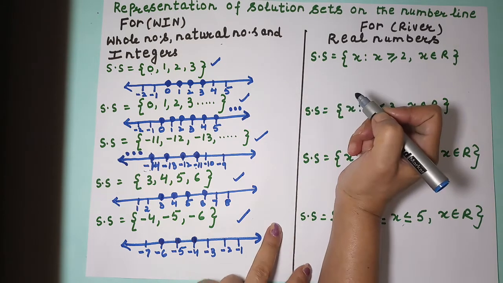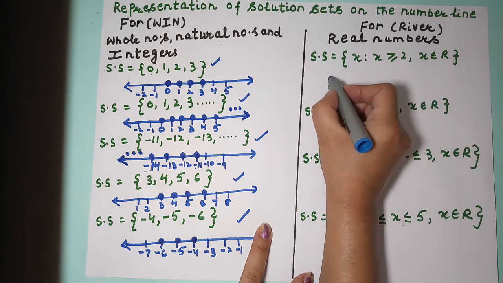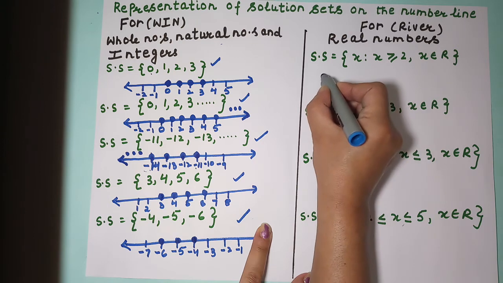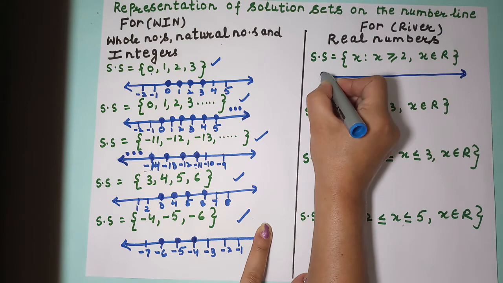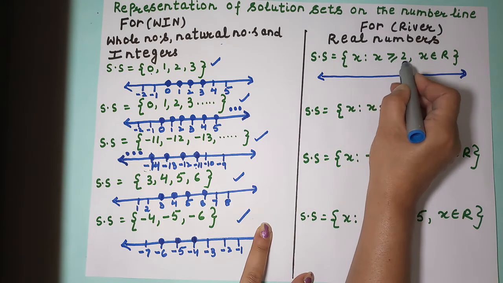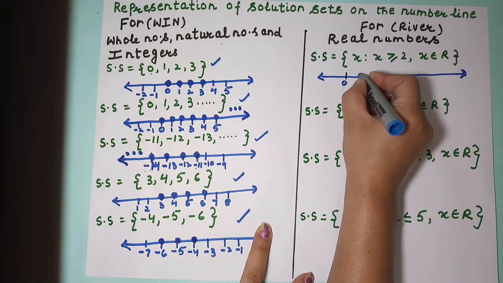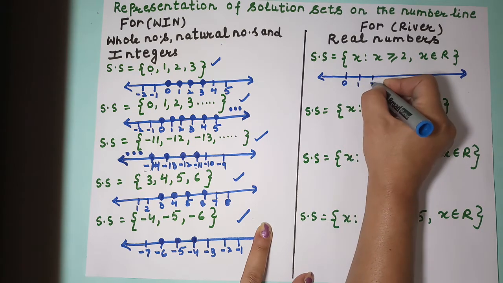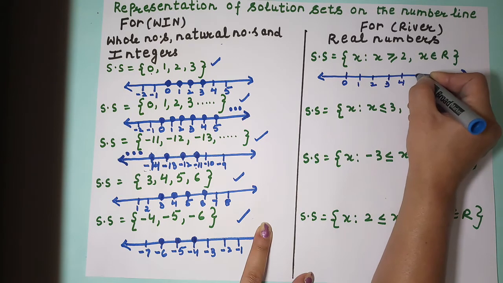There are actually two ways of representing it. Both are correct. You may choose one of the ways to represent the solution set on the number line. So let me show you the first way. Draw a line like this. Put arrows on both sides of this line. So you have x is greater or equal to 2, right? So let me write 0, 1, 2, this is 3, this is 4, right? This is 5.